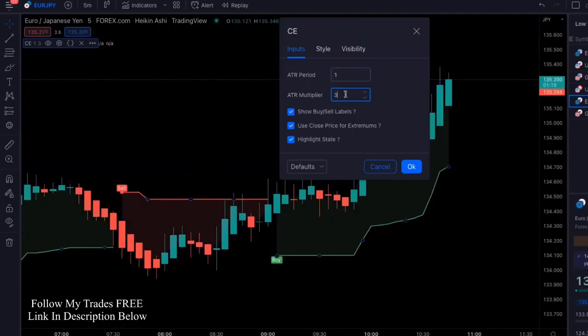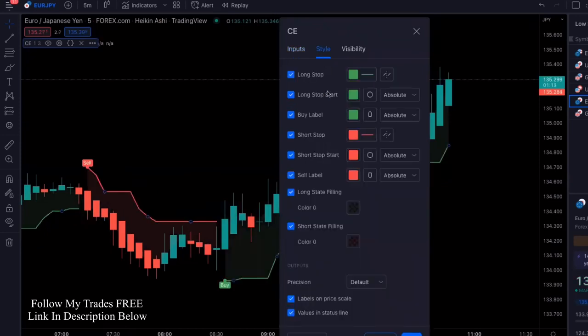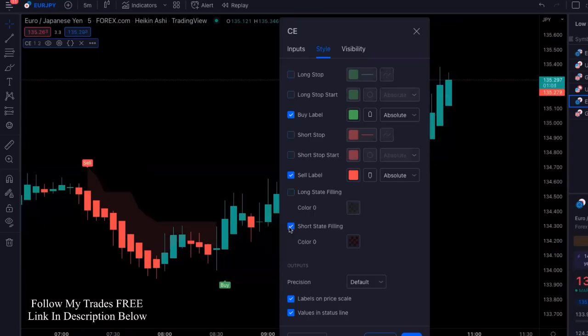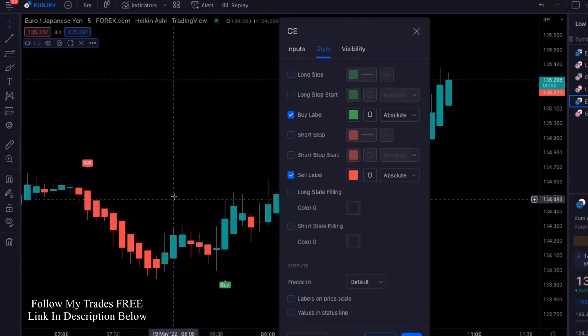And we're going to change the ATR multiplier to 2. And then under styles, we're going to uncheck everything except for the buy and sell label, okay? So we're going to stop that. All right, much cleaner.